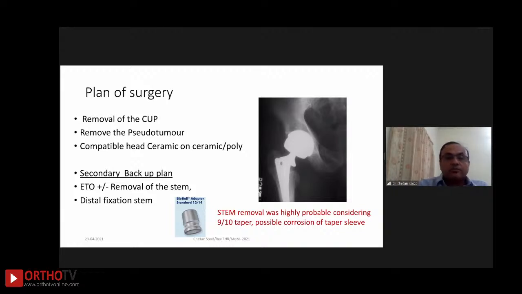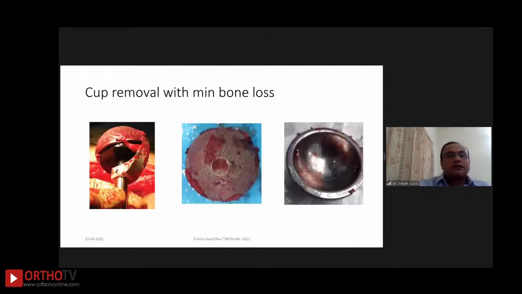So we kept that also, a bioball adapter, which was 910 to 1250. That's a universal adapter. And of course, kept a distal fixation stem. So with this, very lucky to take out the cup straight away with very less bone loss. Eventually, we took this out and I could put a 58 stem.